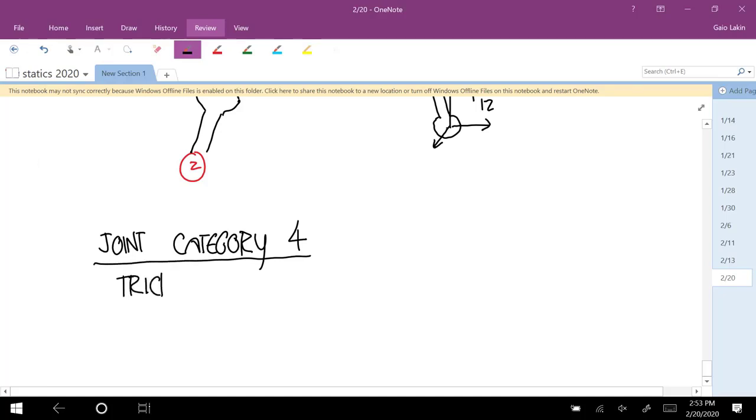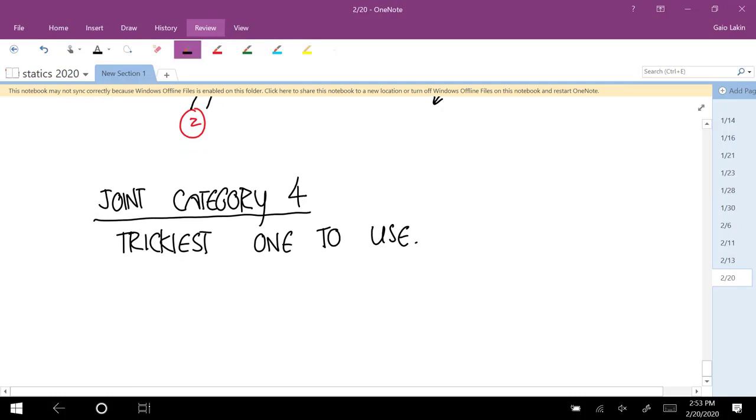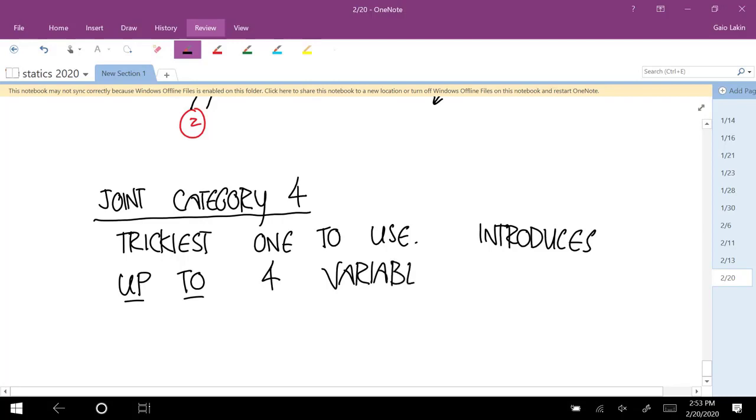So this is the trickiest one to use. You got to think about this one each time, and the reason is that you don't always treat it the same way. This introduces, let me say, up to four variables into Newton's laws.